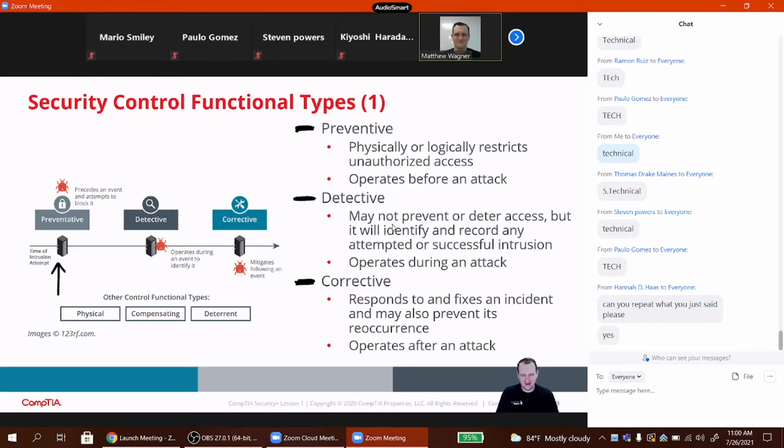Corrective, however, unlike those guys, must operate after the fact. It's the Band-Aid you put on the wound. It responds and limits the impact or helps mitigate the damage of the incident while hopefully also preventing its reoccurrence. A perfect example of a corrective control would be backups.